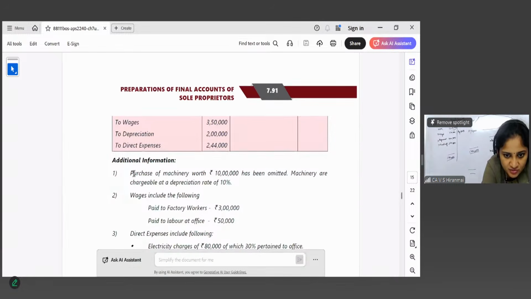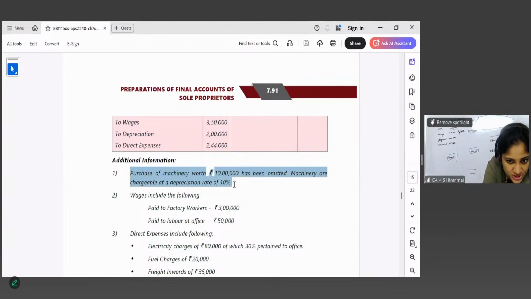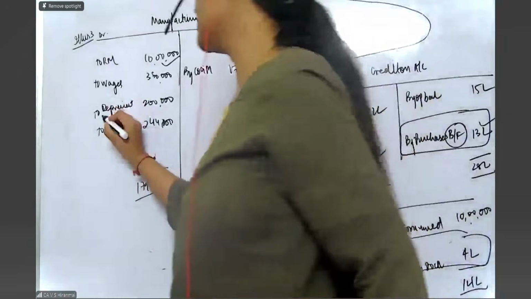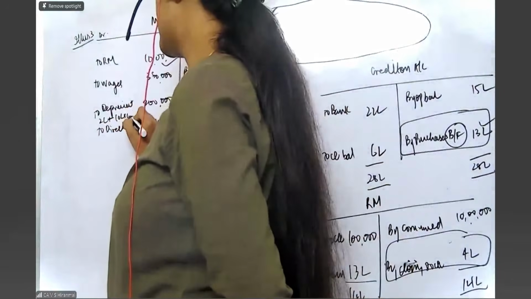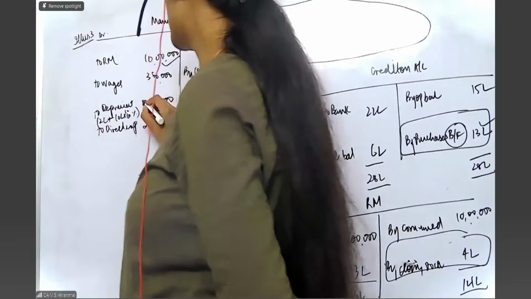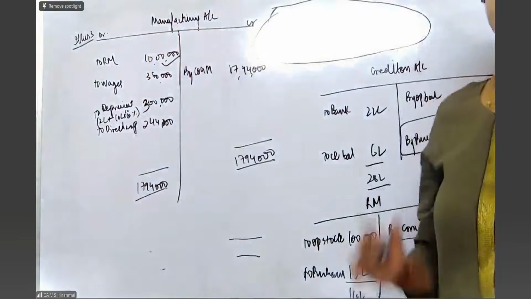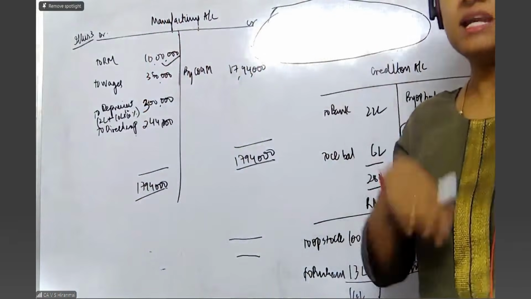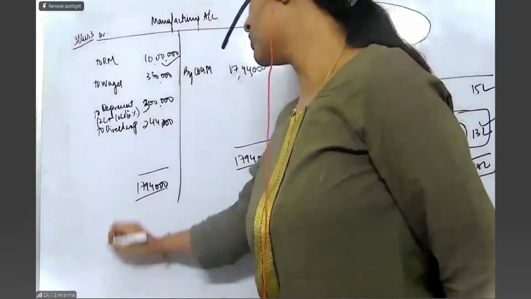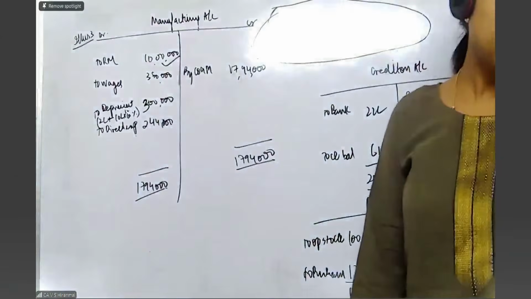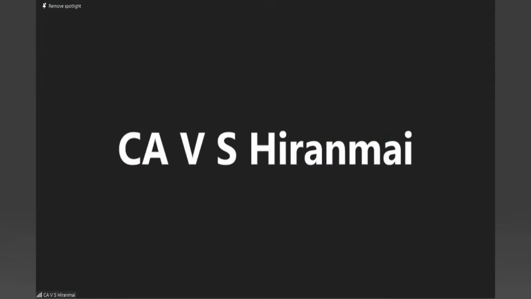See here, purchase of machinery worth 10 lakhs has been omitted. Machinery is chargeable at 10%. So on 10 lakhs, 10% depreciation you forgot. So now you are supposed to add that. With 2 lakh rupees, 10 lakh into 10% gives you 1 lakh. So now the total depreciation changes to how much? 3 lakh rupees. Earlier 2 lakhs, now 1 lakh that you have forgotten. So the total depreciation comes to 3 lakh rupees. Did you all understand this particular part, everybody?